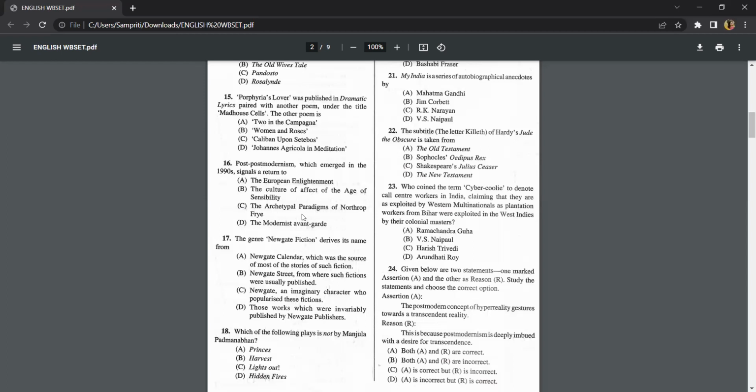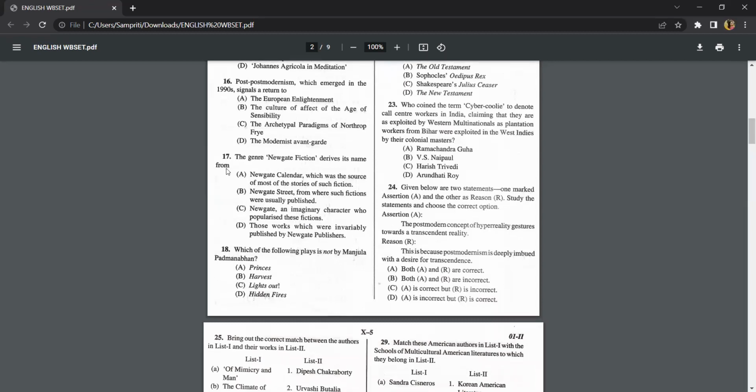And I had the privilege of researching a bit in Google. So I came across this thing. Postmodernism was an idea incorporated by Tom Turner. Tom Turner talks about Carl Jung's archetypes. So archetypal paradigms, this might be the answer. I don't know. I'm being honest here. So option C might be the answer. I have no idea about this. Option C.